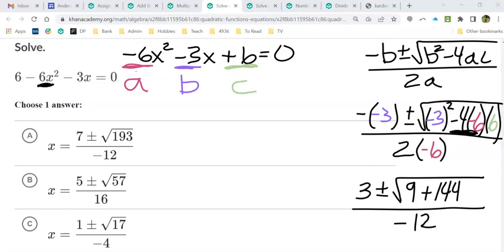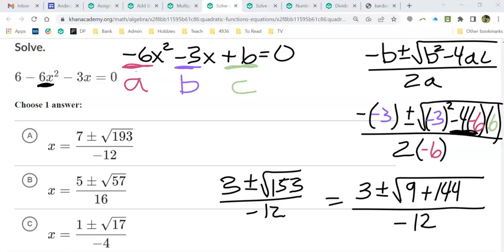9 plus 144. Hold on, 1 second. So plus 9 gives me 153. Looking at this, I wonder if it's D again. Hold on. Okay, let's just do the math. Okay, so we get 3 plus minus square root 153 all over negative 12. Oh, that's why. Okay. So far we're good.